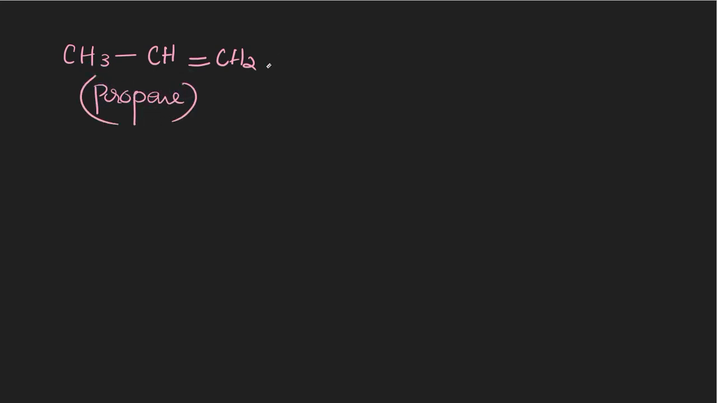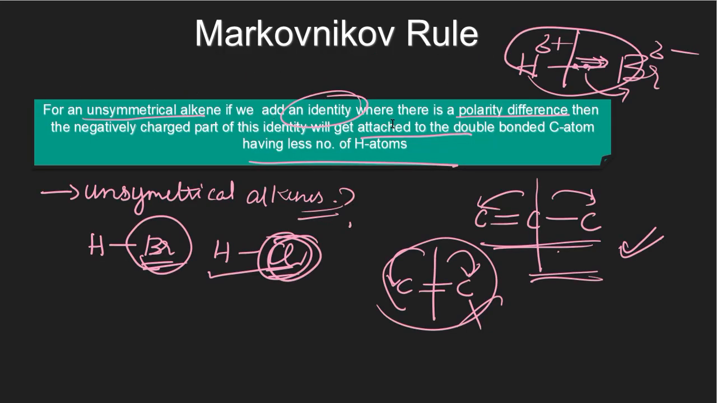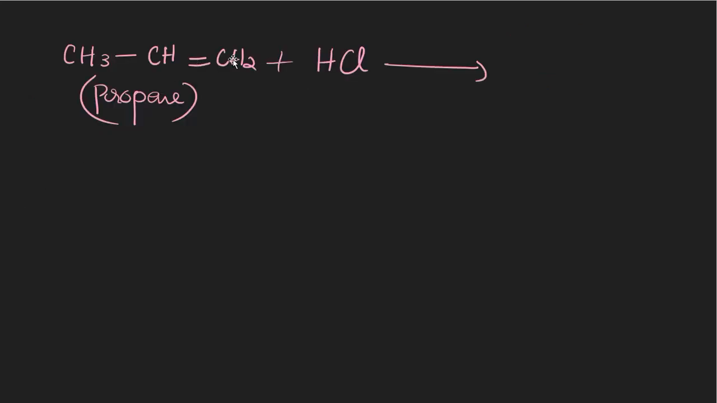So this is your unsymmetrical alkene, and I'm going to add an identity with a polarity difference. So let's say I'm adding your hydrogen chloride or hydrogen bromide. In this case, I've taken hydrogen chloride. So I'm going to add this identity with polarity difference. And according to the rule, what does the rule say? Once more, let's see. It says that the negative part will get attached to the double bonded carbon atom having less number of hydrogen atoms. So in this case, let's see which carbon has less number of hydrogen atoms.